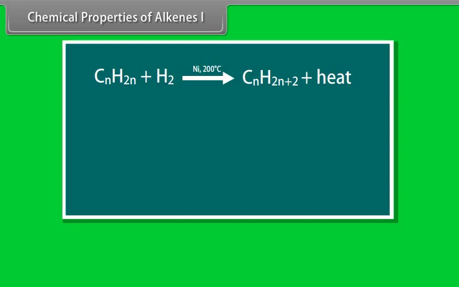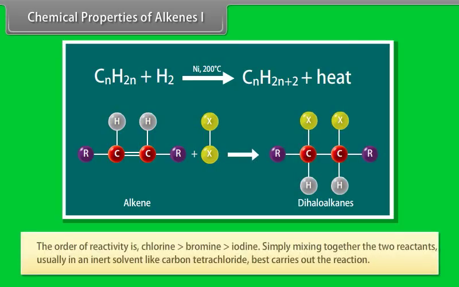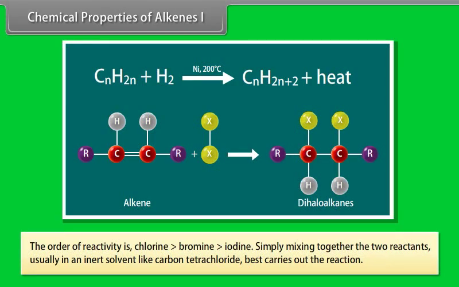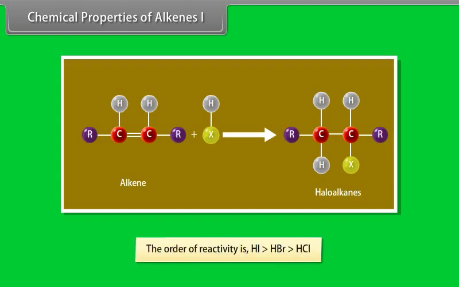Addition of halogens. Alkenes react with halogens to form dihaloalkanes. The order of reactivity is chlorine is greater than bromine is greater than iodine. The reaction is best carried out by simply mixing together the two reactants, usually in an inert solvent like carbon tetrachloride. Addition of halogen acids. Alkenes with concentrated aqueous solutions of halogen acids give haloalkanes. The order of reactivity is HI is greater than HBr is greater than HCl.